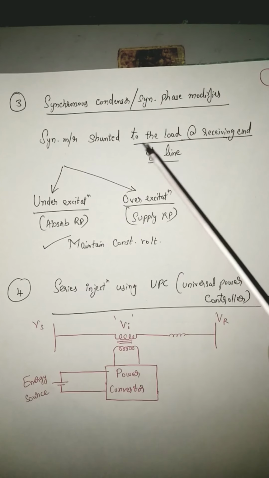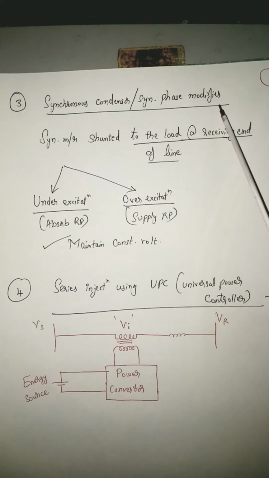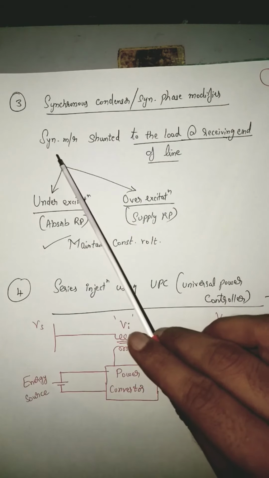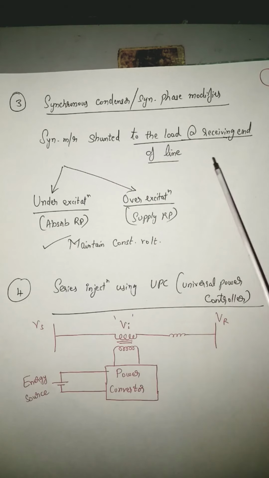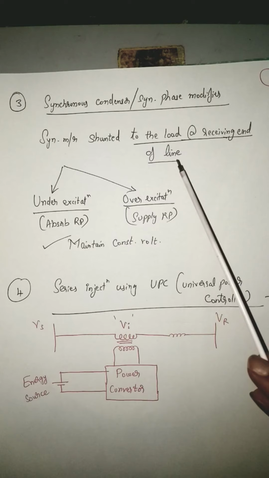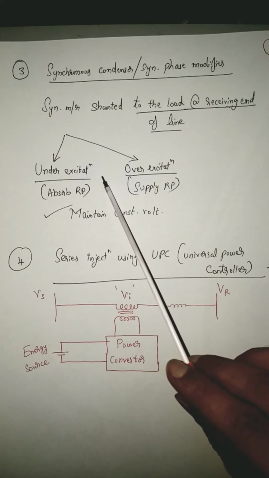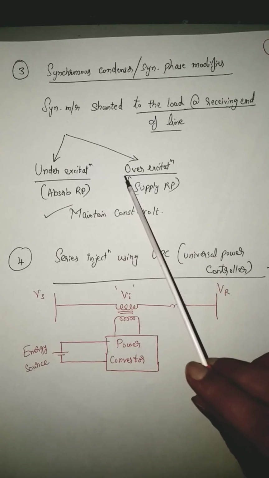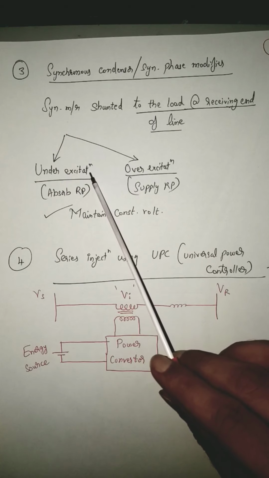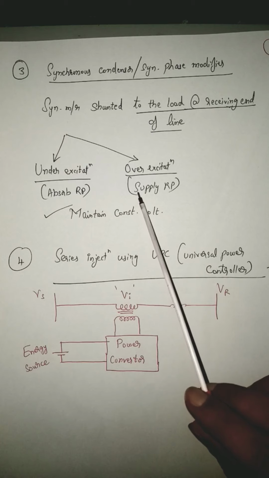Next we come to the third method, which is synchronous condenser or synchronous phase modifiers. So here this method is very simple. You are going to connect a synchronous motor parallel to the load at the receiving end of the transmission line. The advantage of having a synchronous motor is that the excitation of the synchronous motor can be varied. It can be under excited or it can be over excited. If you under excite the machine, it will absorb the reactive power. If you over excite the machine, it will supply the reactive power.